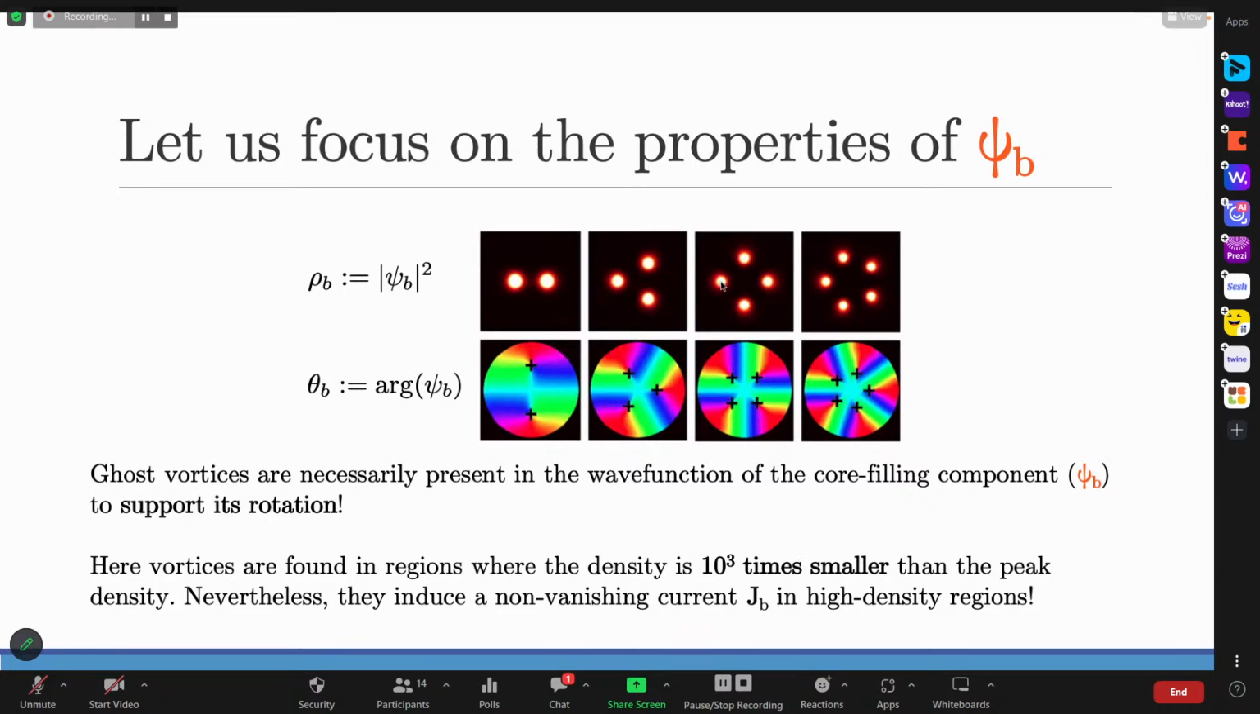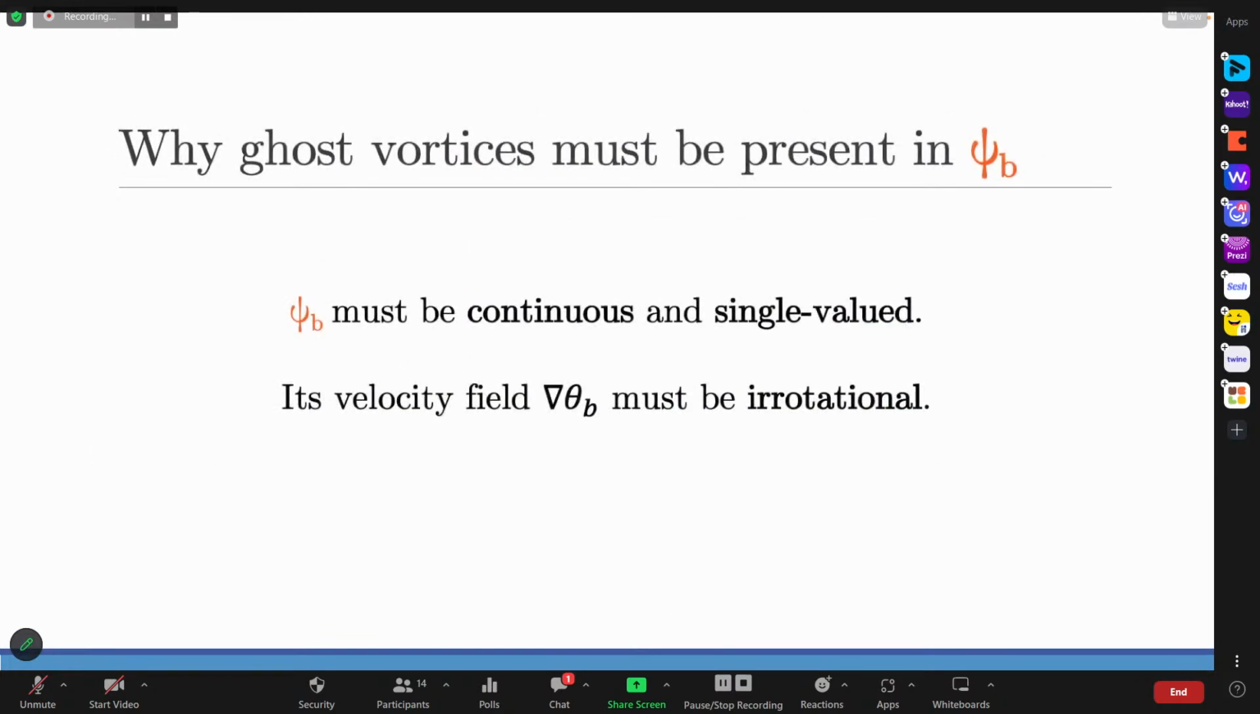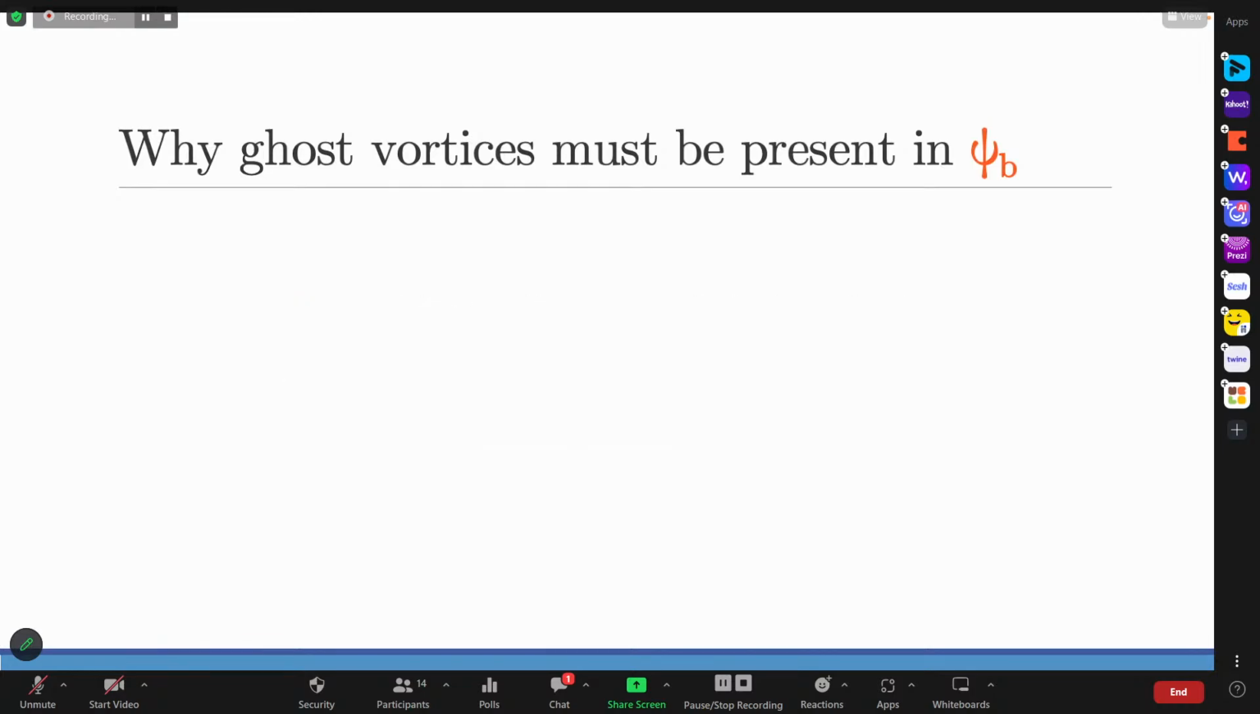So this is the peak density. The density here is 1,000 times smaller, but they are crucial because they induce a non-zero phase gradient in regions where the density is high. So here you have a phase defect, but this phase defect induces a non-zero phase gradient here where the density is high. And that's why the ghost vortices are really necessary. And they arise because psi-b must be continuous and single-valued, and because the velocity field associated with the minority component must be irrotational.